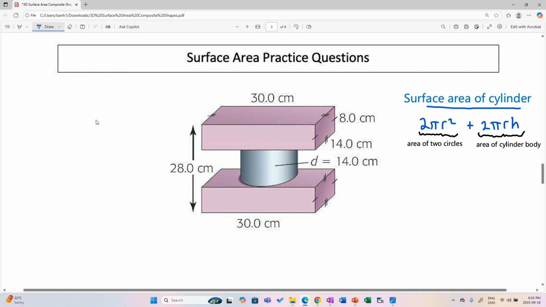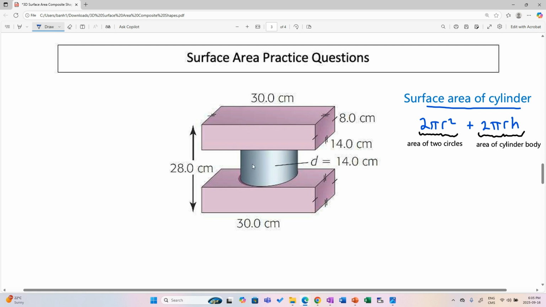Okay, for this question, to find the total surface area, imagine if I dip this into paint. Everything will be covered except for the two circles on the cylinder. The first step should be to find the surface area of one of the rectangles, then multiply by 2 to get the area of both rectangular prisms.